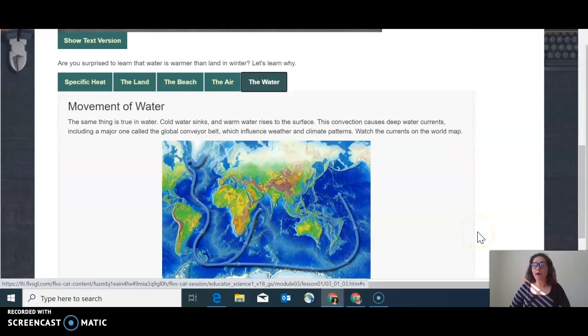And finally, water is very much like the air. Cold water will sink because it is more dense, which allows that warmer water to rise to the surface. This convection will cause deep ocean currents, which comes out to be a global conveyor belt, which is what this picture is representing.